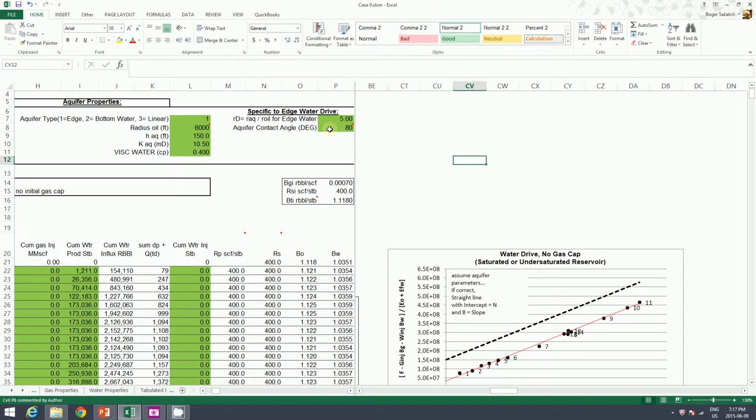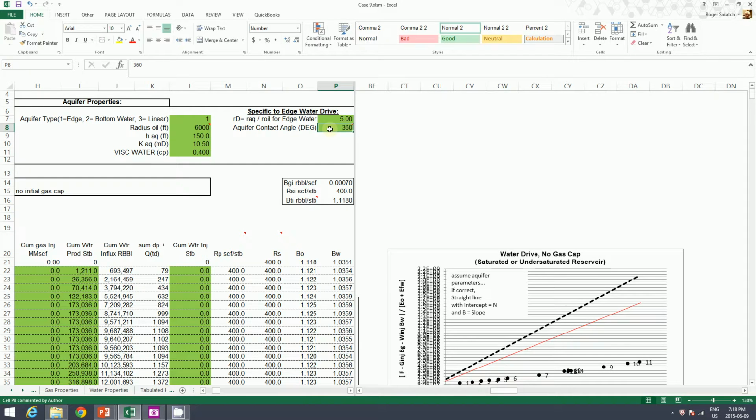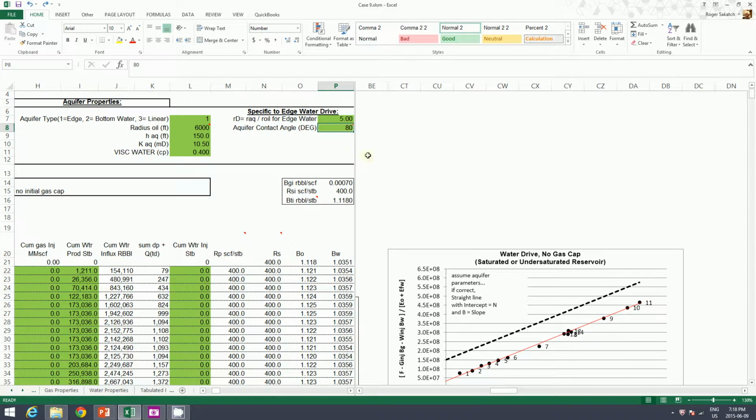is because it allows us to see how some of these other terms might change. For example, let's go with a 360 degree aquifer. It's encroaching on the reservoir 360 degrees. How much does that change? Well, quite a bit. You can see that now that aquifer constant, which is calculated as a function of that aquifer contact angle, is nowhere near the same slope as the data. So clearly that number is too large. If we put it back to, what was it, 85? It was 80 degrees. Then again, it comes up pretty good.